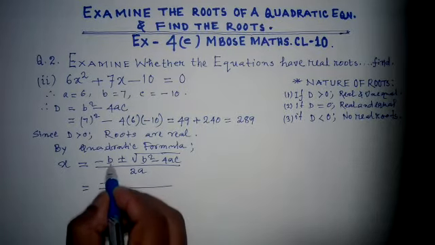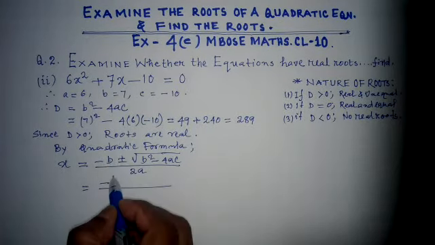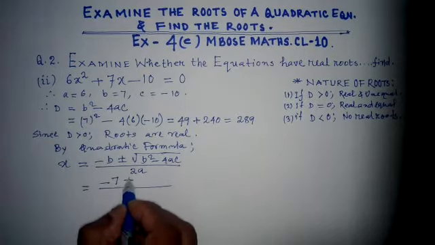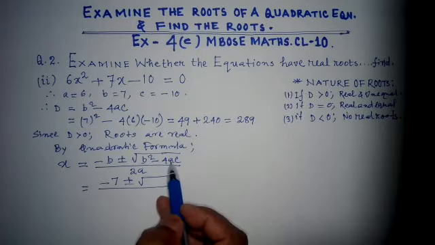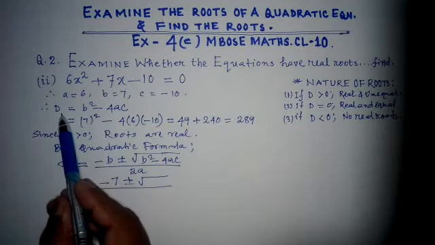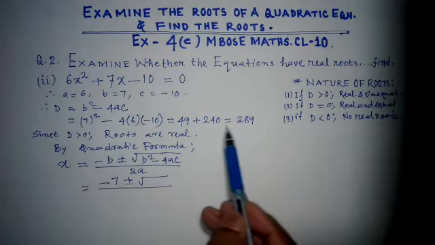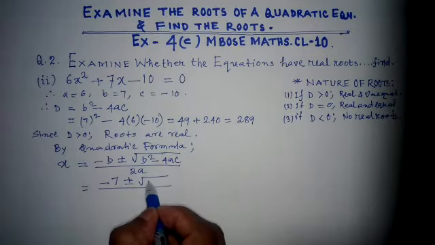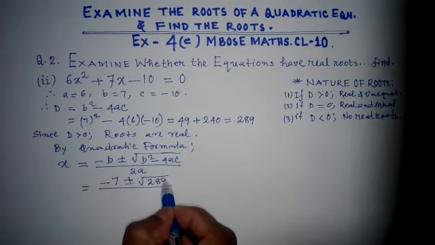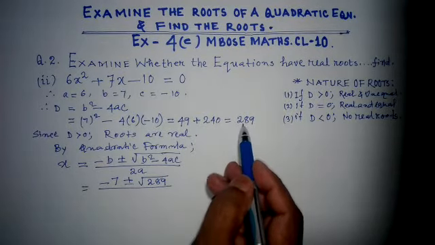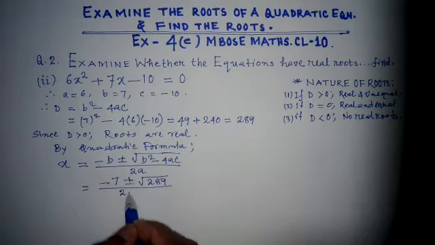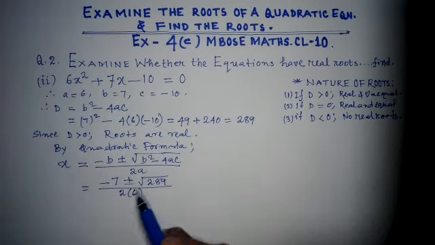So we continue here. Minus b. What is the value of b? We have 7. So here is minus 7 plus minus square root of b squared minus 4ac. We have calculated the value. This is the discriminant. What is the value? 289. We write here 289, the value of b squared minus 4ac, we bring it from here. And below 2a, what is the value of a? A is 6. So write here 6.